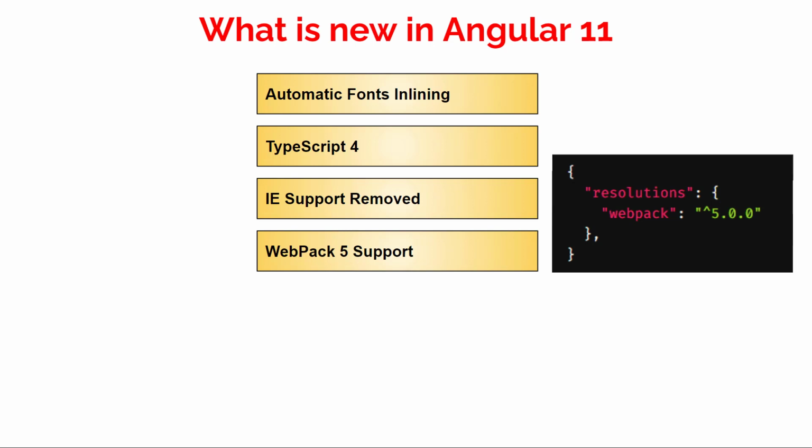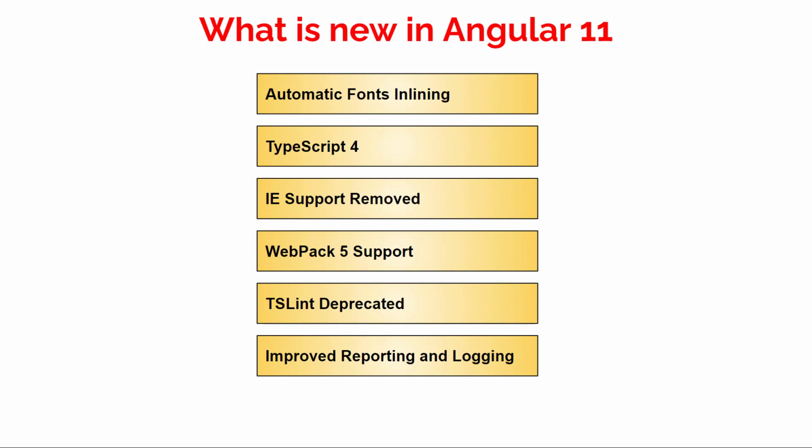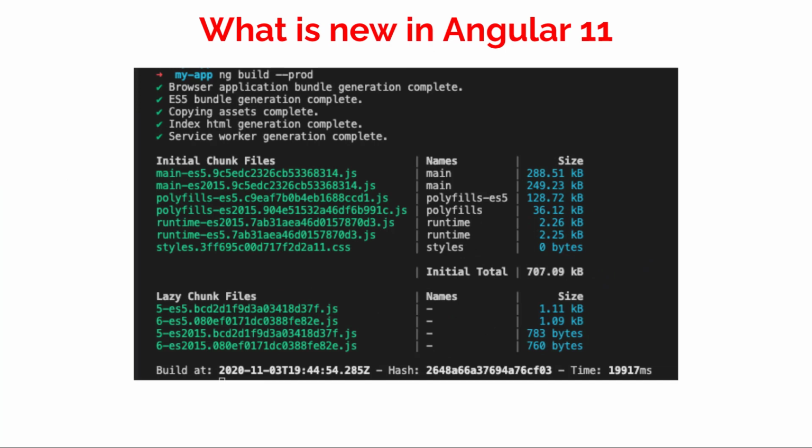Next one is from version 11, TSLint is deprecated. Now in place of using TSLint, we can migrate to ESLint. It supports both JavaScript and TypeScript coding standards. If you are using VS Code, you can install the same from extensions. Reporting and logging has also been improved in Angular 11. So now they have added this report that tells us the size of different files. Maybe it will help during build to fine tune the application.